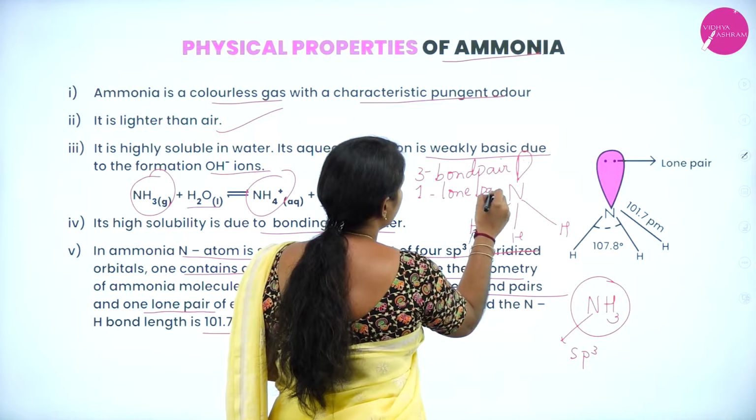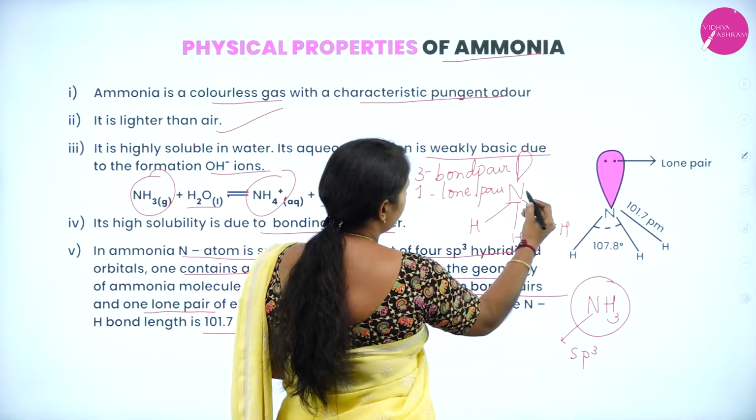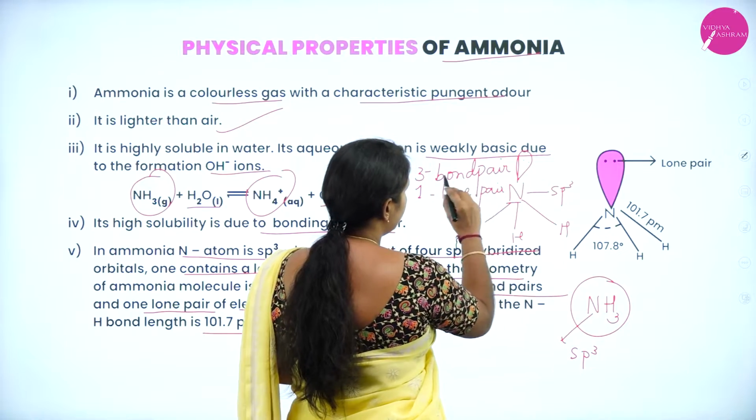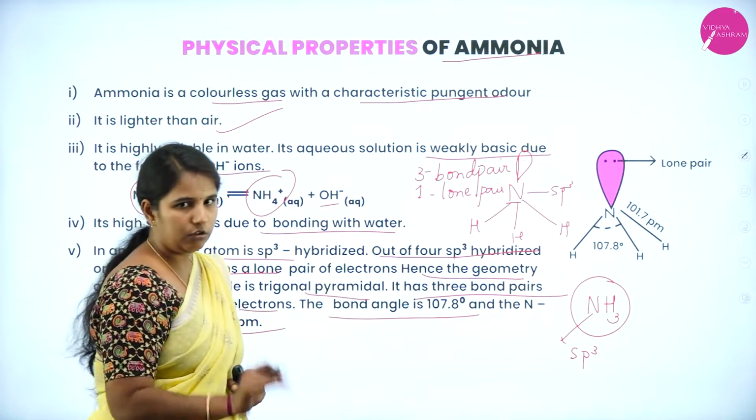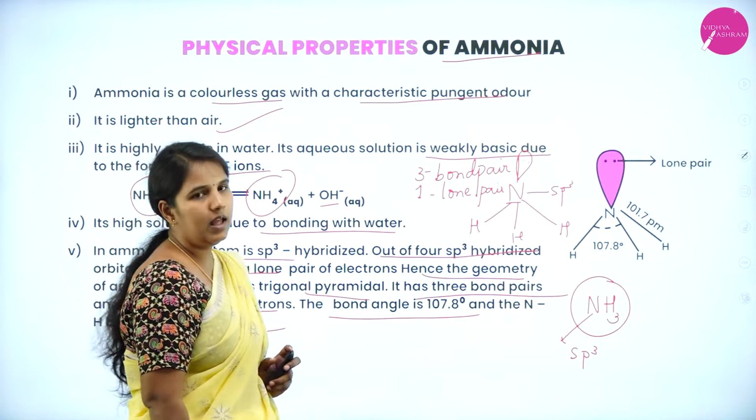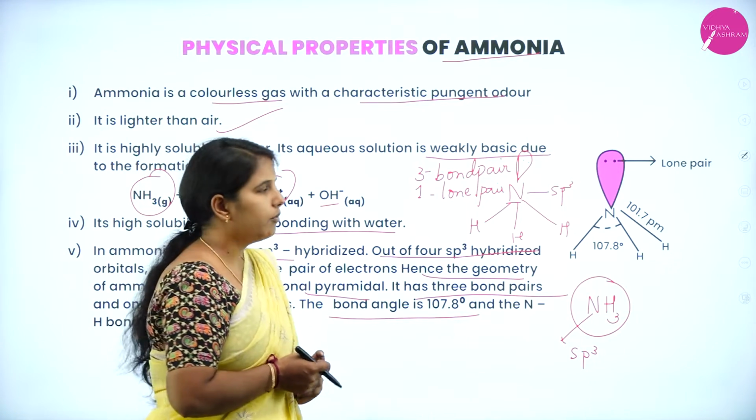So in ammonia, the nitrogen atom is sp3 hybridized and it consists of 1 lone pair of electrons and 3 bond pairs of electrons. Totally 4 electron pairs will be there on the nitrogen in ammonia.